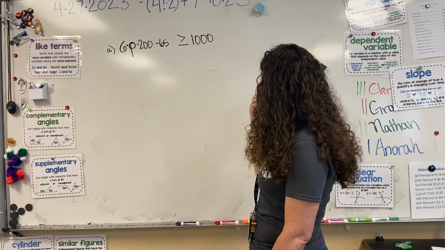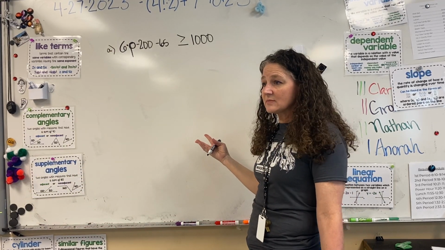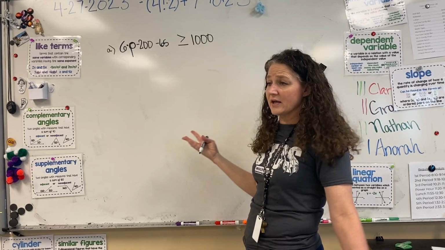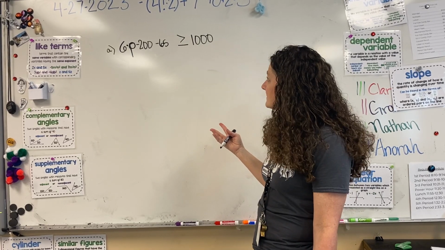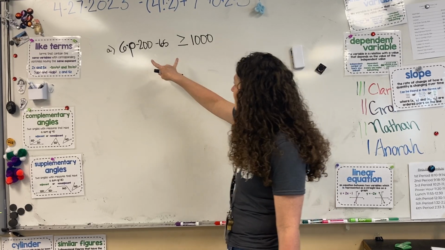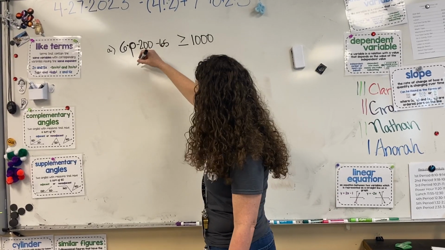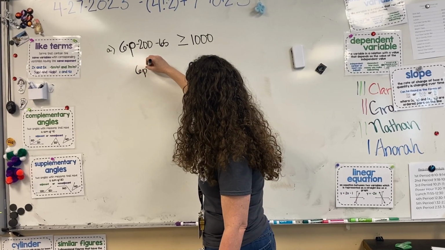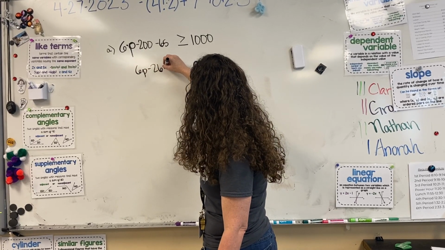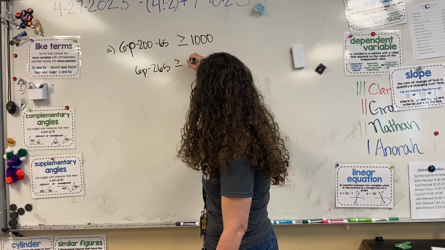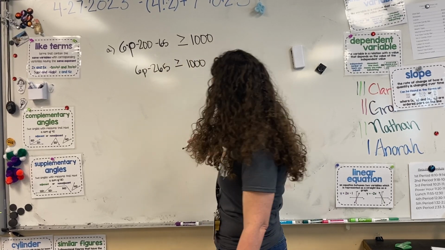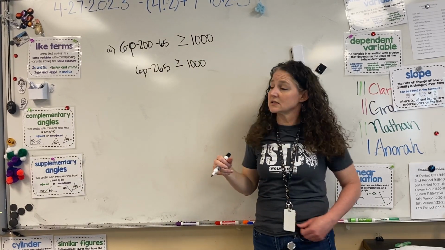Solve the inequality. Coulter, you were telling me how to solve it. We combine like terms, the negative 200 and negative 65. We end up with 6p minus 265 is greater than or equal to 1,000. Now what am I going to do? How do I solve this?